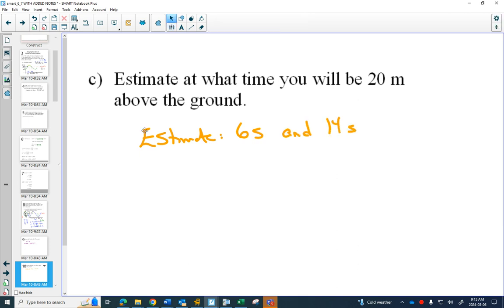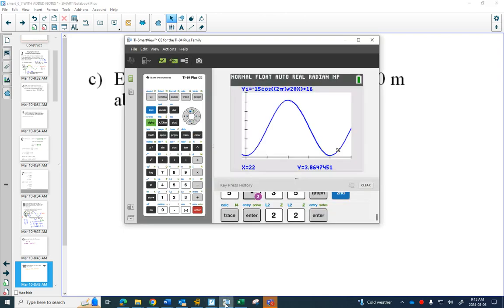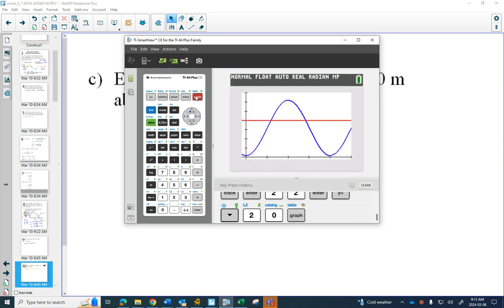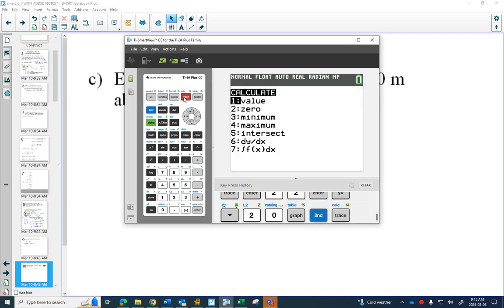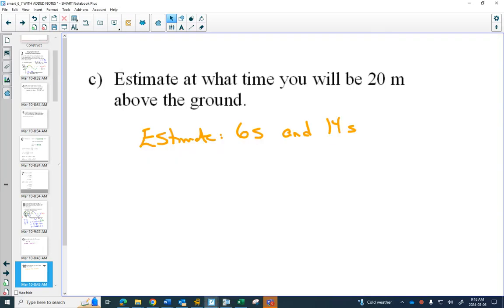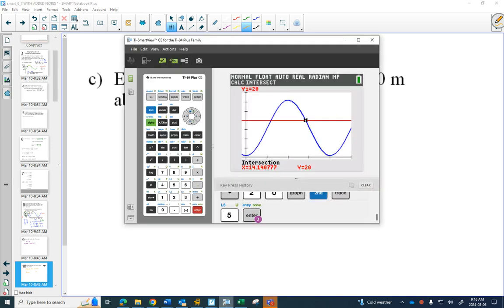and 14 seconds. If we want to do this with technology, we would have to go to Y2 and type in 20 to draw a horizontal line. And again, I can calculate where do these intersect, number 5, enter, enter, enter. 14.1. Oh, sorry, that's so close. Getting excited about our estimate. So this one was 14, I guess I need 3 decimal places. 14.141.